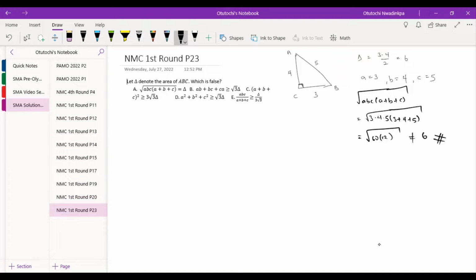You can quickly do this in an exam situation, since this is an objective exam. A is false because A doesn't work in this scenario, so that's definitely the answer. But for the sake of this solution video, I'm actually going to show that the rest of them are true.